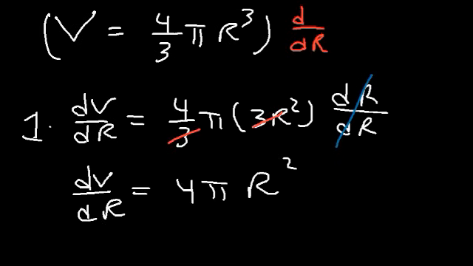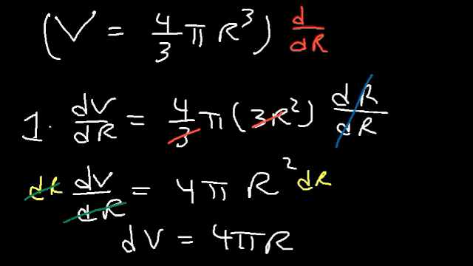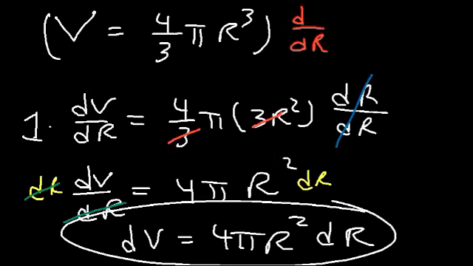And if you multiply both sides by dr, you're going to get the differential function dv. So dv is equal to 4 pi r squared times dr. So you can get the same equation using both techniques.